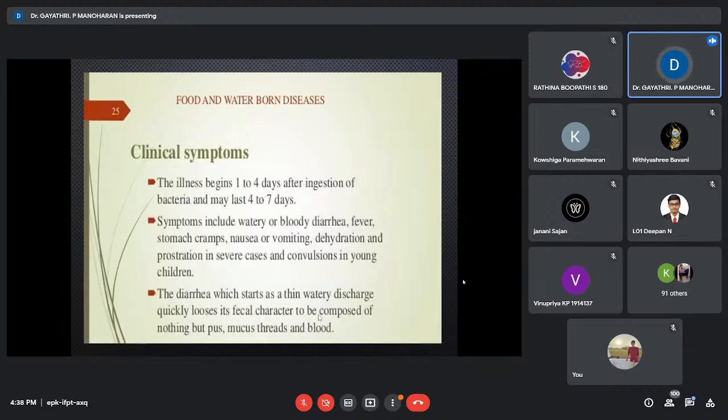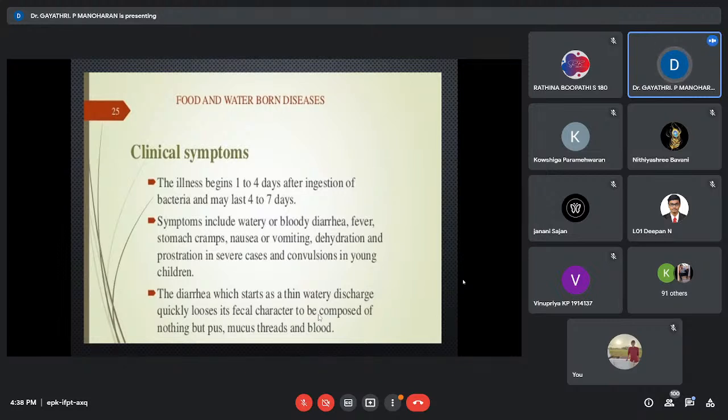Clinical symptoms: the illness begins 1 to 4 days after ingestion of the bacteria and may last for 4 to 7 days. For 1 week, we have to tolerate this type of infection. Symptoms include watery or bloody diarrhea, that is, diarrhea with blood.